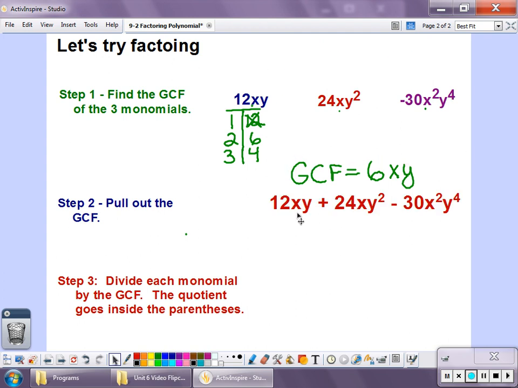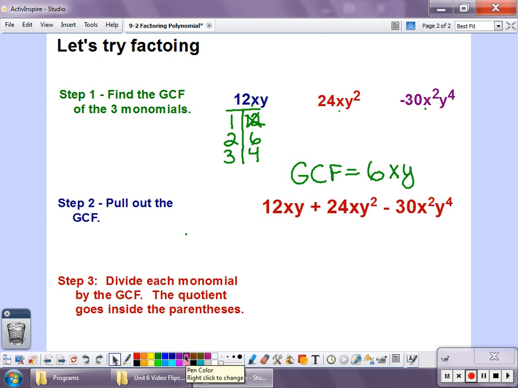Now it's time to take that GCF and pull it out of this polynomial. So I'm going to take that GCF and list it as the term outside my parentheses, 6xy, and then I'm going to go through and divide each of these terms by 6xy. And whatever is left over goes into my parentheses. 12xy divided by 6xy is 2.